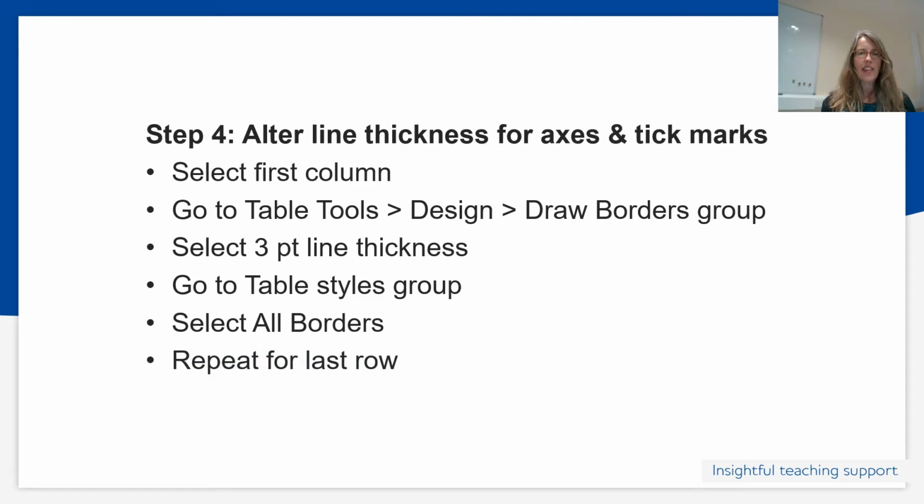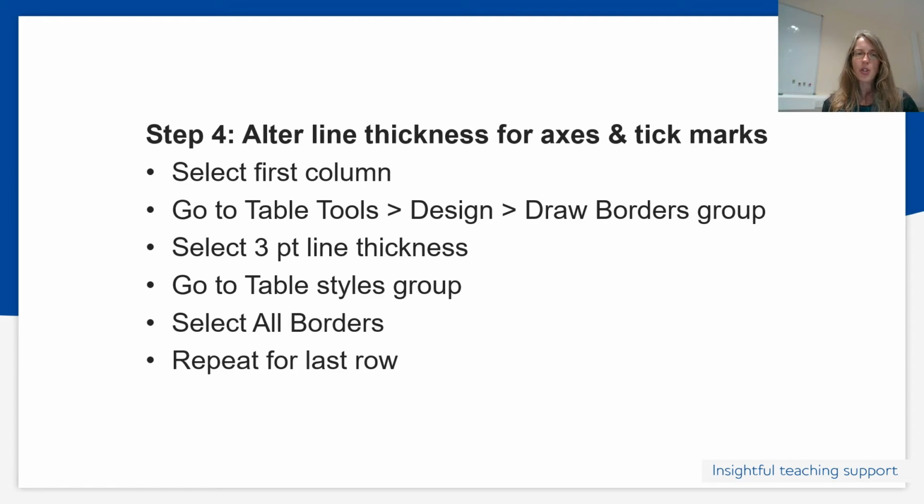Having altered the line thickness for the grid as a whole, I now want my axes and tick marks to stand out. Tick marks are the little lines underneath the axis that correspond to the data points. That's quite useful for our tactile learners in terms of lining up and checking that they're reading the right number. So what I would do here is select the first column of the table, go back to Table Tools, go back to the Draw Borders group, and this time I'm going for a thicker line, so I've gone for a 3 point line thickness.